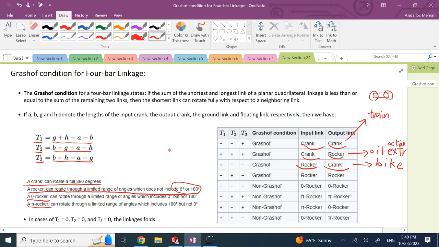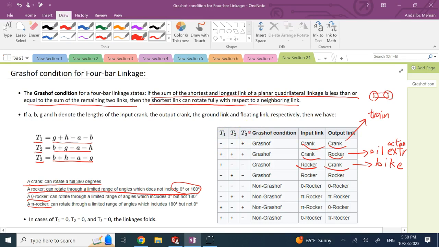So, the first thing is, under what condition can you be sure that one of the members can fully rotate? So when is it that one member can always crank? That is called the major Grashof condition. As you can see, it says it happens when the sum of the shortest and the longest links is less than or equal to the sum of the two other members. If that's the case, then the shortest member can do a full rotation. But in general, if we want to classify it as one of these different scenarios, we need to look at the signs of T1, T2, and T3, which I'm going to show you.